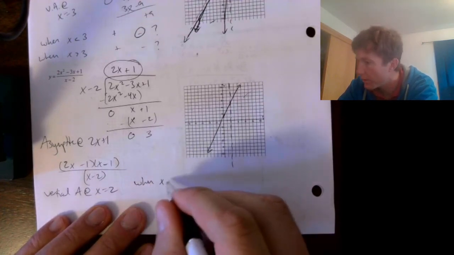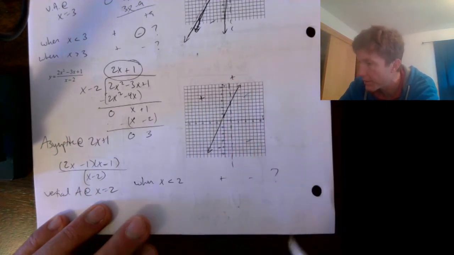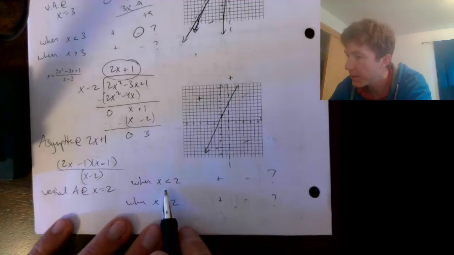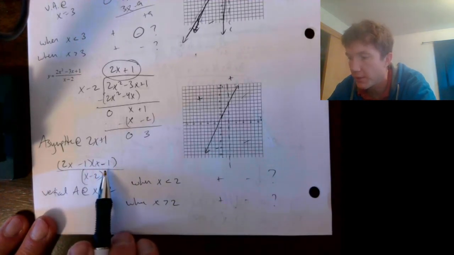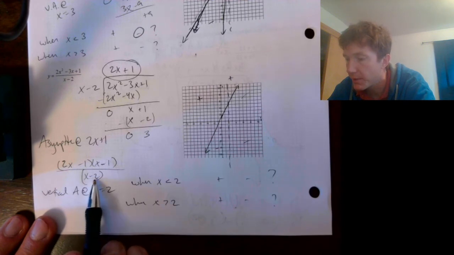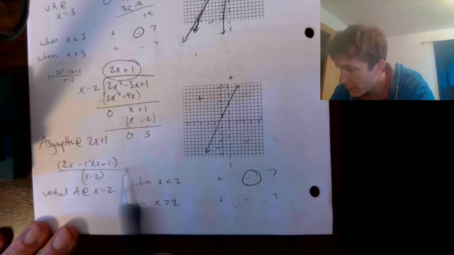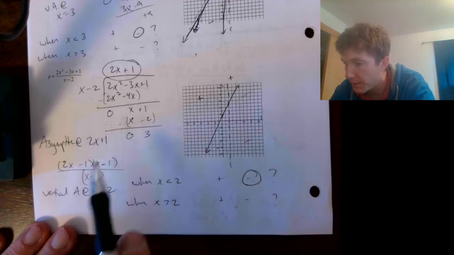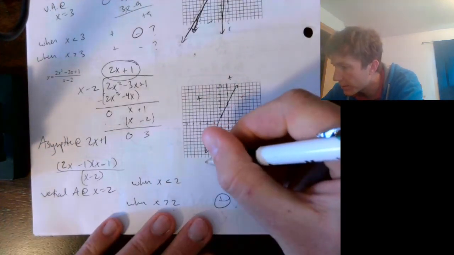When x is less than 2, is it positive or negative? Think of this as your positive, this is your minus, this is your positive, this is your minus. And when x is greater than 2, is it positive or negative? When x is less than 2, let's plug in 0. 0 minus 1, so negative 1, times negative 1 is a positive, over 0 minus 2, that's another negative, so that should be negative. When x is greater than 2, let's say 3, we have a positive times a positive over a positive, so that's going to be positive. So the graph should look like this.